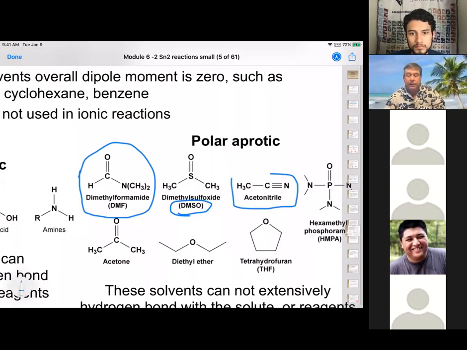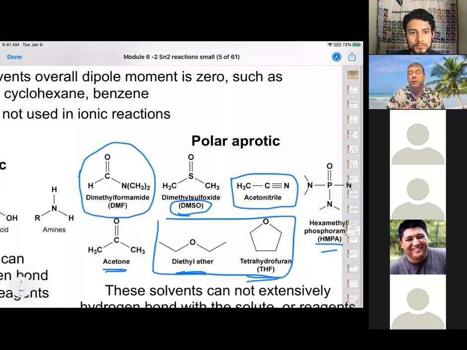Acetonitrile, right here. We don't use hexamethylphosphoramide much anymore because it's quite bad on the liver. But acetone, nice, cheap, simple solvent. It's a non-protic solvent. Diethyl ether, not as good, but some of the bigger ions can dissolve in diethyl ether. And then THF, tetrahydrofuran. We're going to use that solvent a lot, especially these two solvents here when we get into Grignards and stuff. These are really common solvents in that system. Okay, so these are the aprotic solvents.